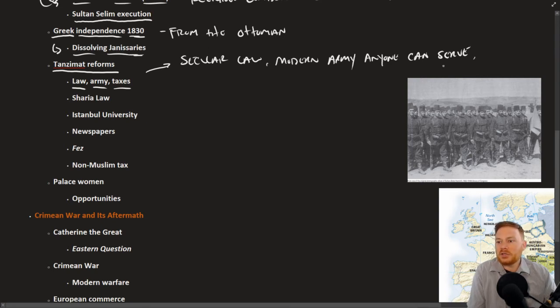And a modern tax code, right? A more efficient and central tax code. I might say central tax system.